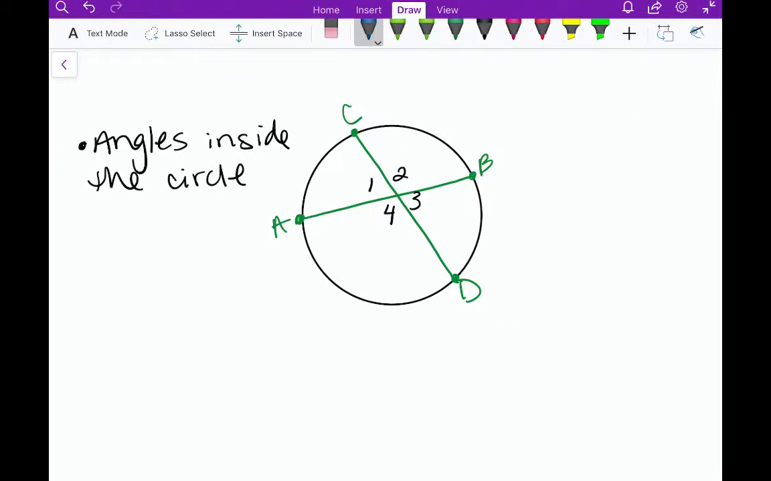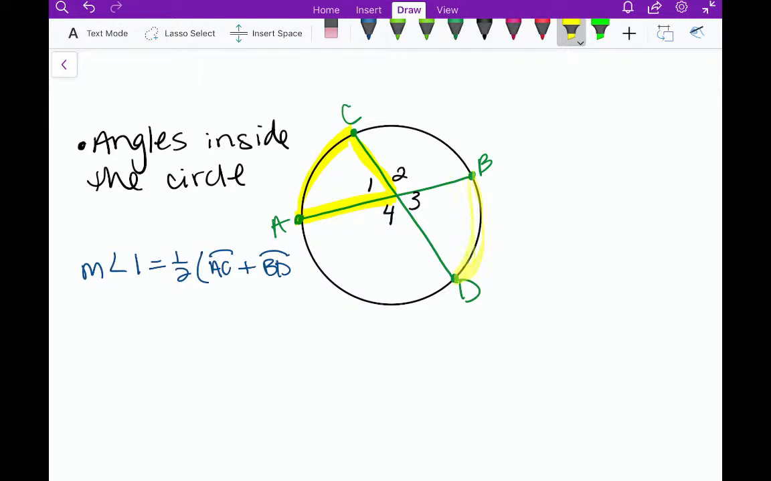The next relationship is angles inside the circle. We have two chords here, chord AB and chord CD, and that forms 4 angles. The measure of angle 1 is going to be equal to 1/2 the sum of arc AC and arc BD. Let me show you what that means. This angle here, angle 1, is equal to 1/2 the sum of this arc and that arc.